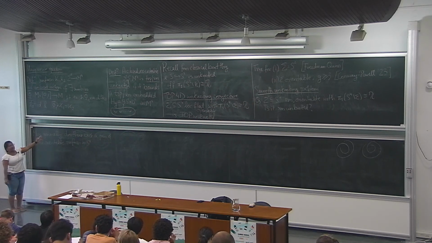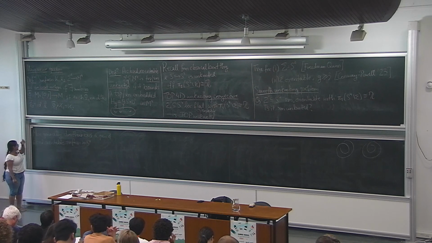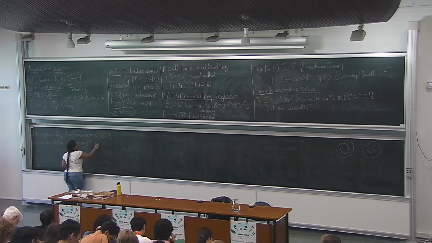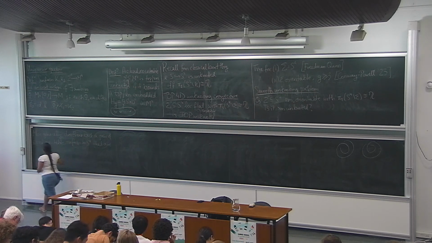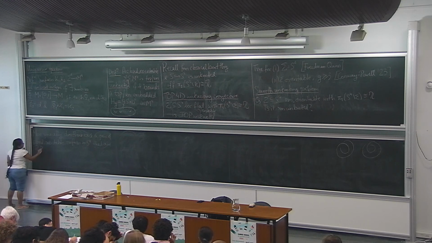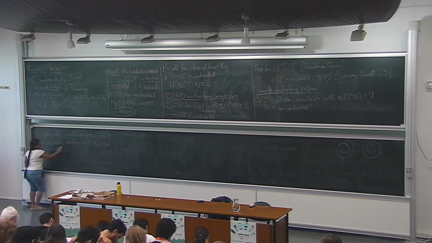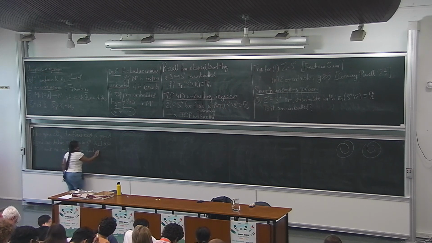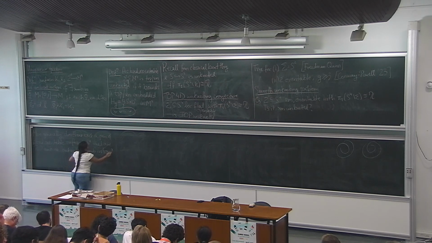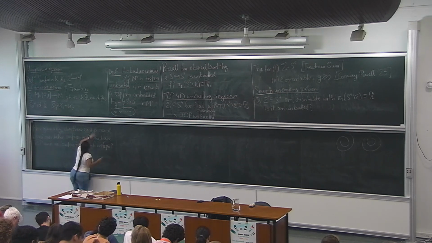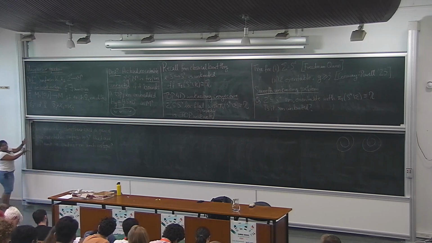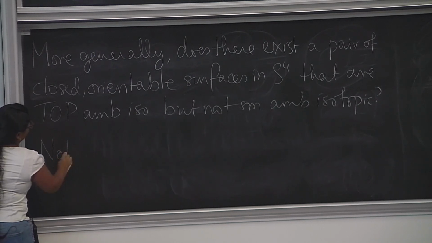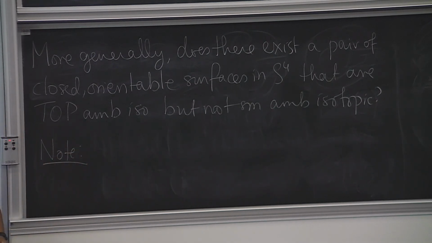More generally, there's this open question of does there exist any pair of closed orientable surfaces in S4 that are exotically knotted, meaning that are topologically isotopic, but not smoothly ambient isotopic. That's totally open, and we have no idea. I am totally over time, so let me end by mentioning the following.